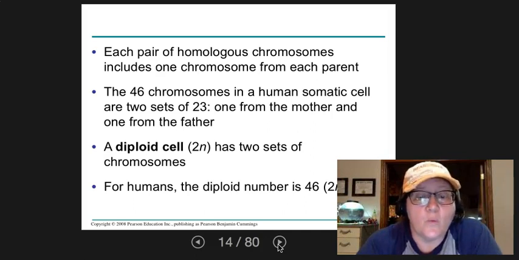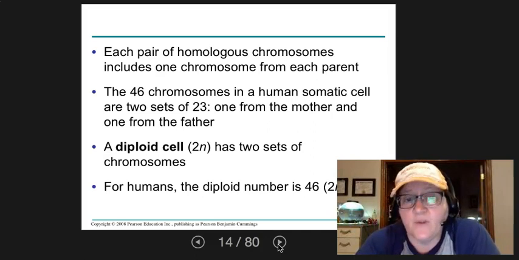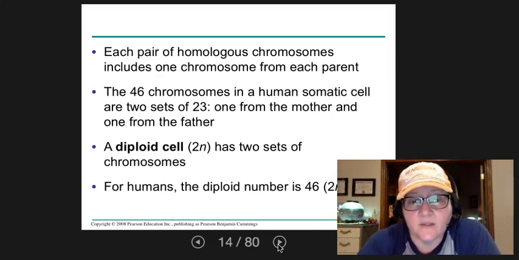Okay, so we need to grab two words, and those are diploid and haploid. Diploid means that there are 46 chromosomes. It's 2n. When we talk about humans, it's 46 chromosomes, but I can use the word diploid for other organisms that have different numbers of chromosomes. Diploid means that I have two copies, two sets. I have one from mom and one from dad. Those are going to be all of the somatic cells.